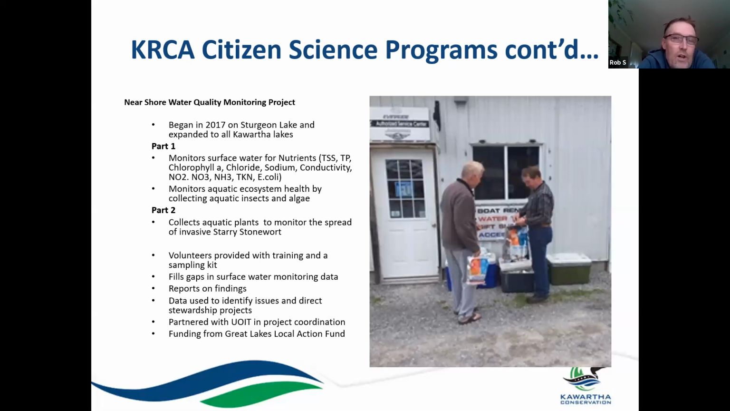Like Kawartha Water Watch, every volunteer is given a sampling kit. This helps us to fill in a lot of the gaps that we have in the nearshore environment from the lake management plan. At the end of the project, there's a report on the findings from all the data that is collected. This data is also helpful in directing our stewardship projects. And as I mentioned before, it's a University of Ontario Institute of Technology project. We also received funding from the Great Lakes Local Action Fund to help fund this project.